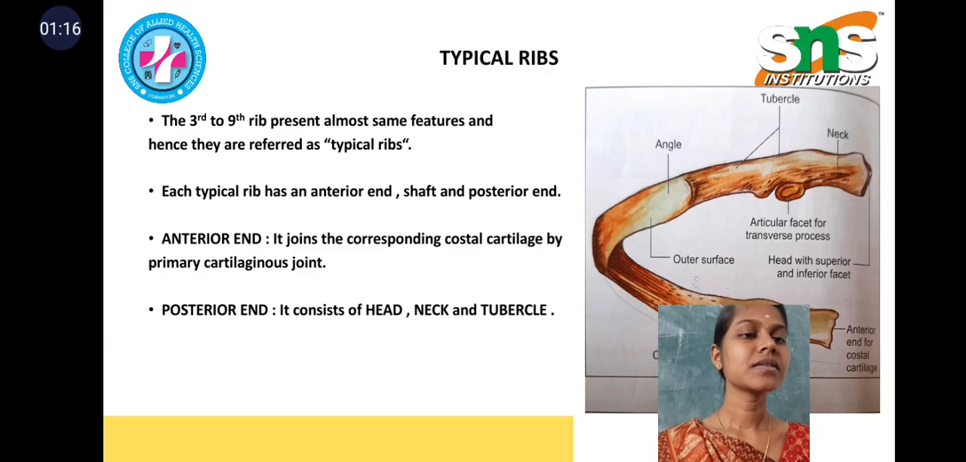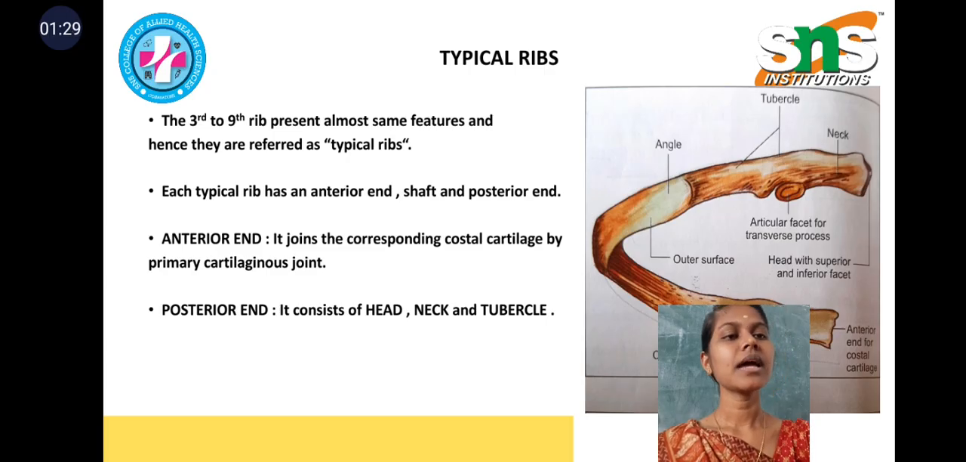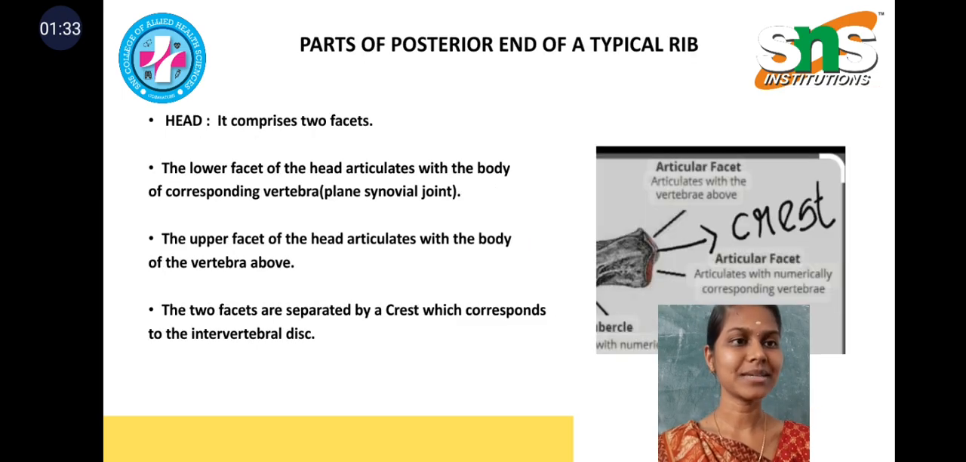Typical ribs: the 3rd to 9th ribs are known as typical ribs. Each has an anterior end, a posterior end and a shaft. The anterior end of a rib articulates with the sternum and the posterior end of the rib articulates with the vertebra. The posterior end has 3 parts: head, neck and tubercle.